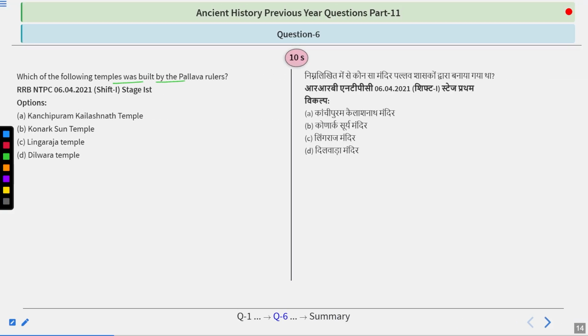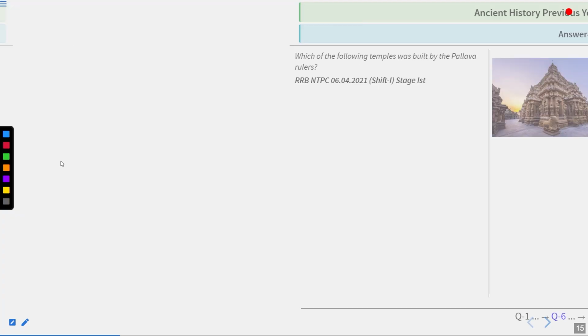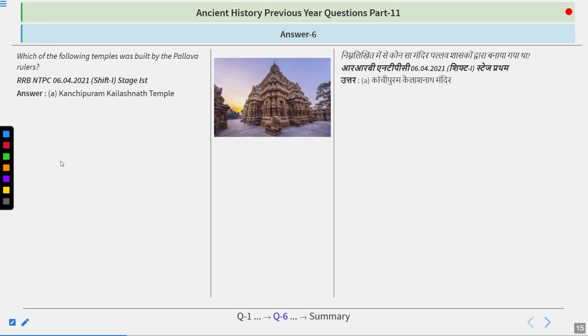Which of the following temples was built by Pallava rulers? Options are Kanchipuram Kailashnath Temple, Konark Sun Temple, Lingaraj Temple, Dilwara Temple. So take your time and answer this question, guys. And I hope you got the right answer. The answer is Kanchipuram Kailashnath Temple.